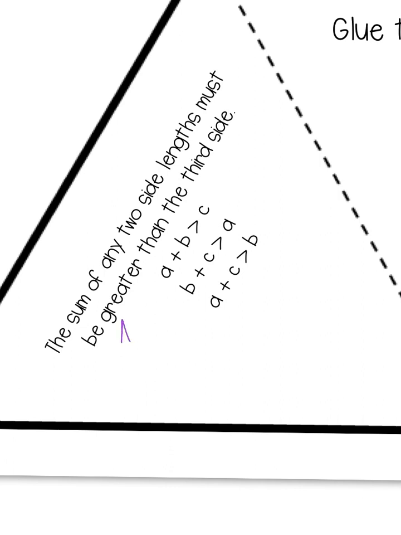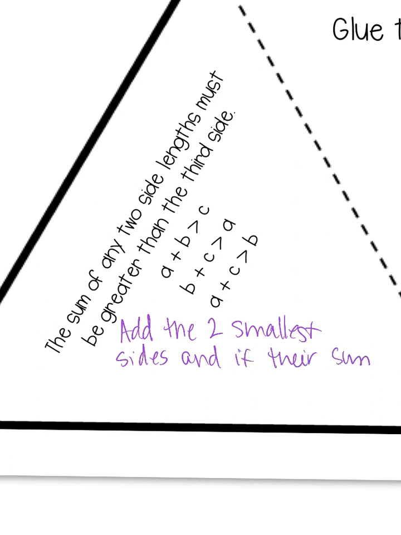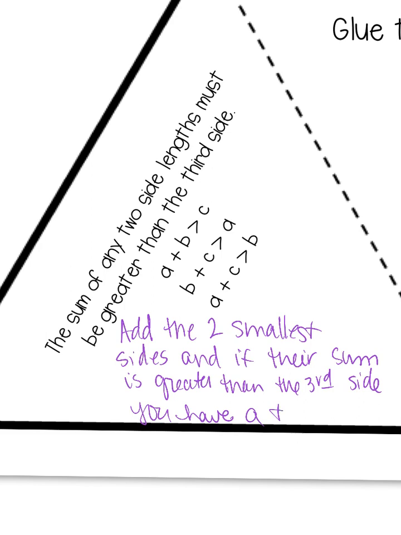How do you do it? You add the 2 smallest sides and if their sum is greater than the third side, you have a triangle. Okay, so I'm going to give you a second to write that down.